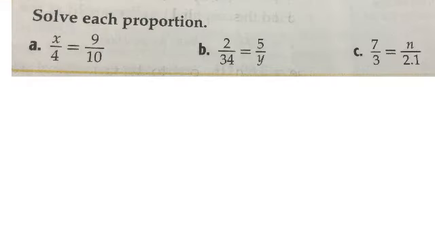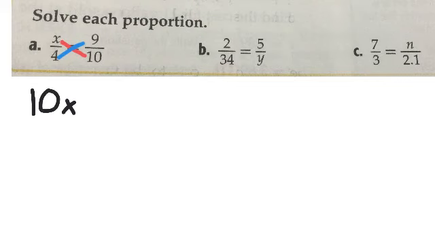Okay, so looking at A, it tells me to solve the proportion. So I've got a fraction equal to a fraction. When I see a fraction equal to a fraction, I'm going to cross multiply and set those two products equal to each other. So x times 10, okay, x times 10, we want to write that as 10x.